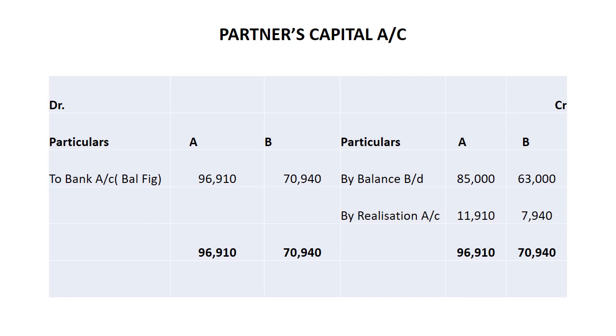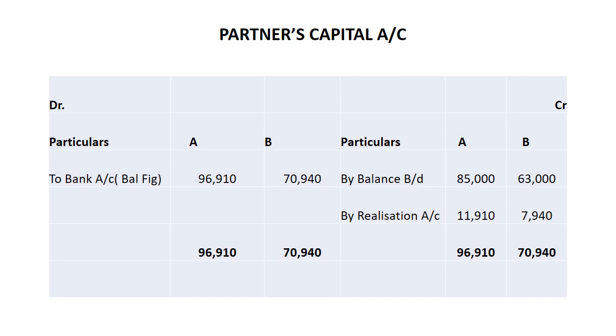Partners capital account. Particulars, then A and B, there are two partners. By balance b/d, the amount has been transferred from the balance sheet to the partners capital account. By realization account, it is the profit that has been transferred, 11,910, 7,940. Nothing is written on the debit side. In that case, the balancing figure will be by the name of to bank.